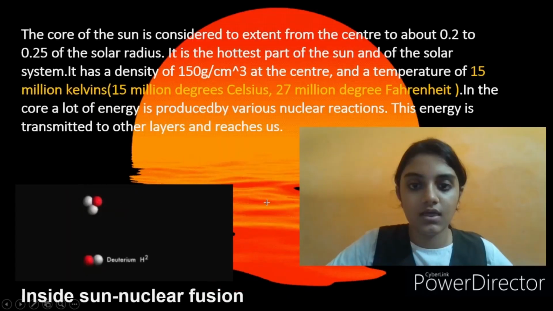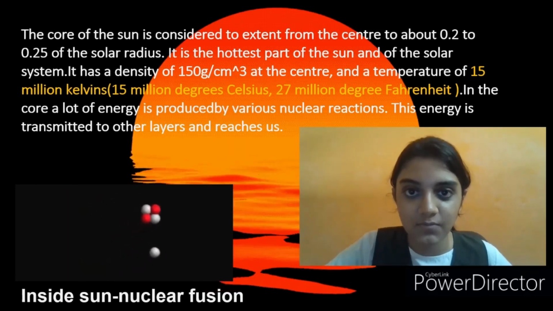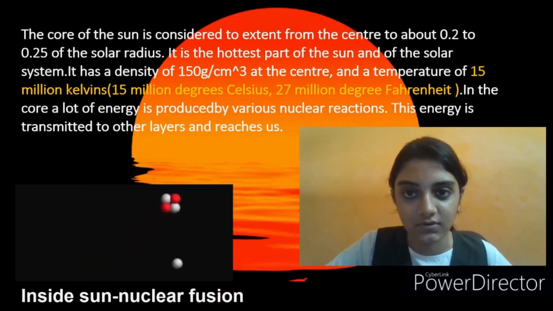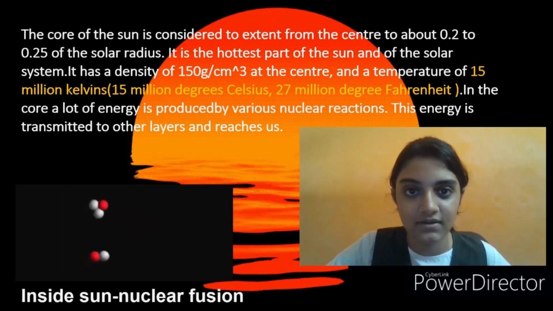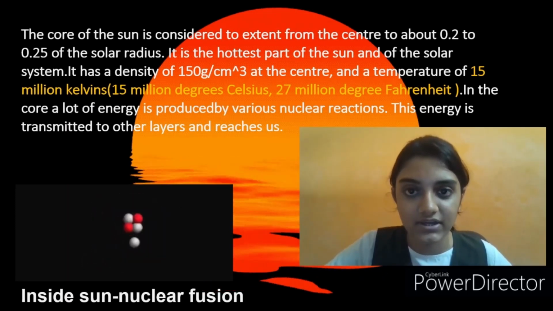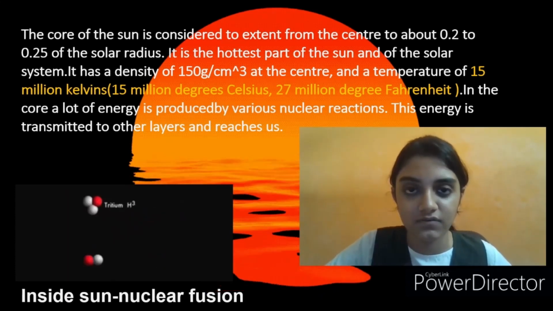I think it's the core of the sun that causes all of this. What is the core? The core of the sun is considered to extend from the center to about 0.2 to 0.25 of the solar radius. It is the hottest part of the sun and of the solar system. It has a density of 150 grams per cubic centimeter at the center and a temperature of 15 million kelvins.